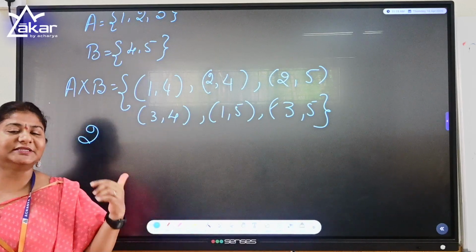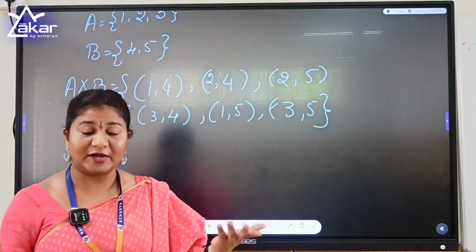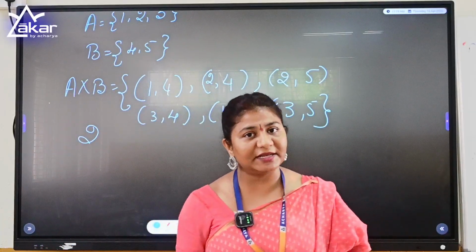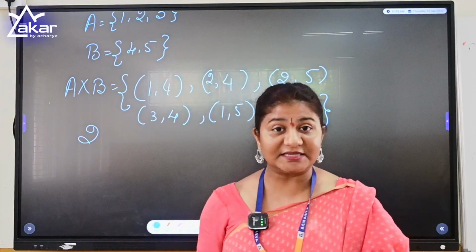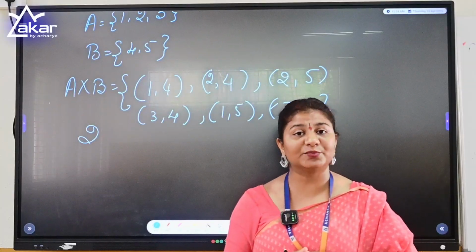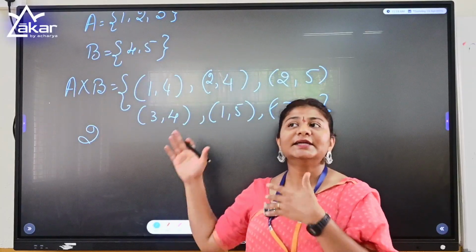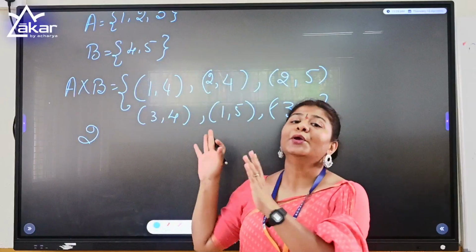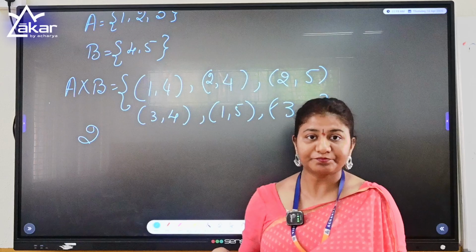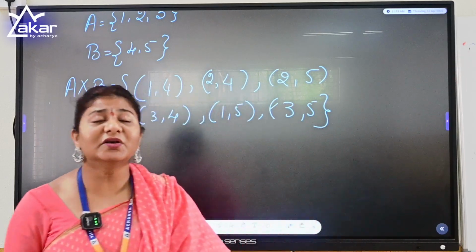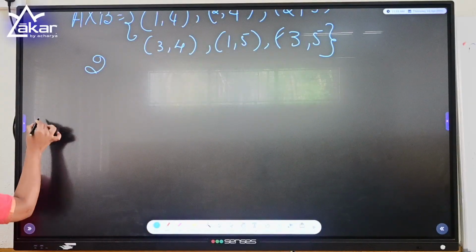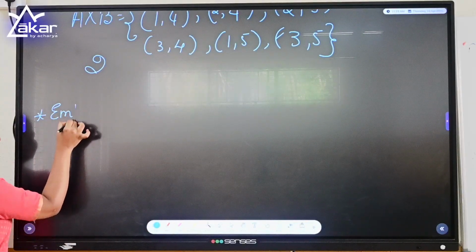When it comes to relations, there are different kinds: empty relation, universal relation, trivial relation, symmetric relation, reflexive relation, transitive relation, and the last one is equivalence relation. In this second year syllabus you will be learning the complete topic of relations and functions. So let us learn one by one. The first one is the empty relation.